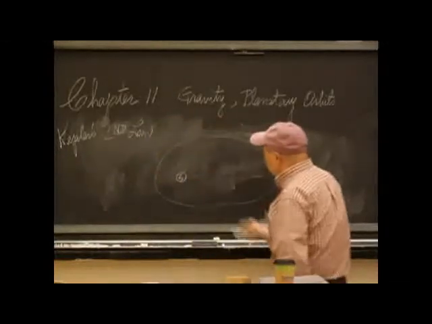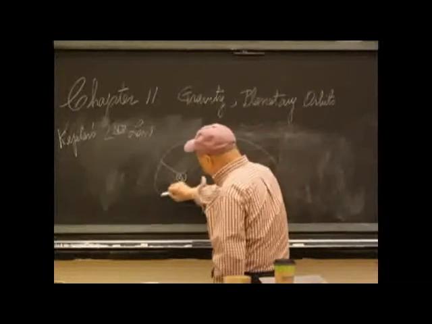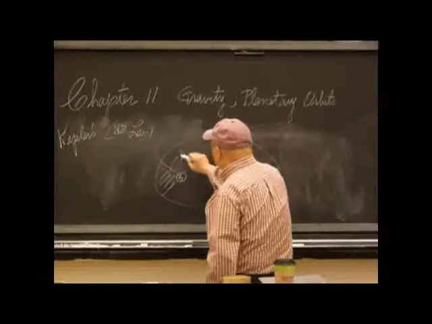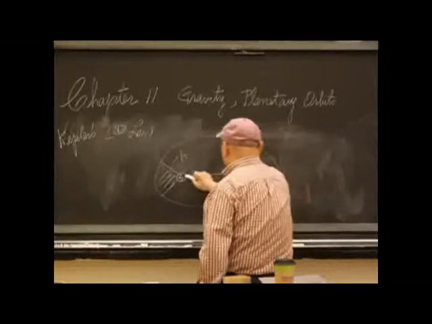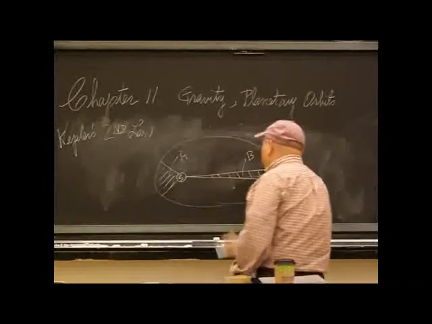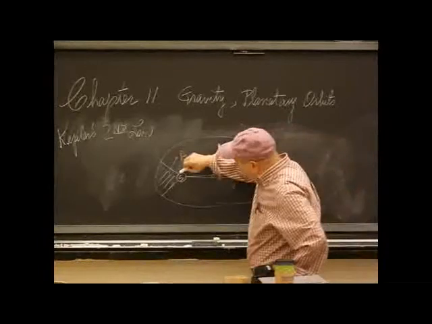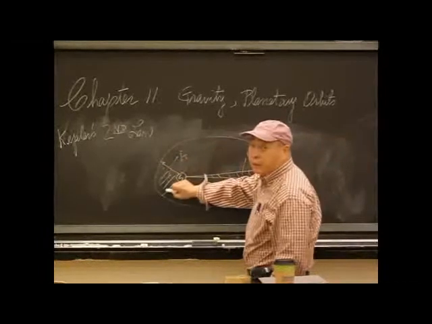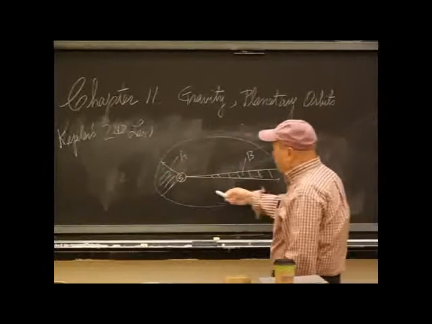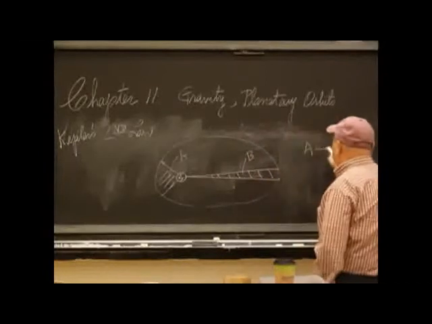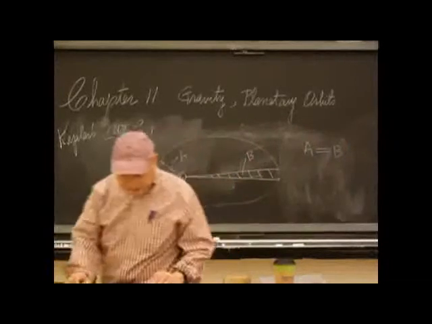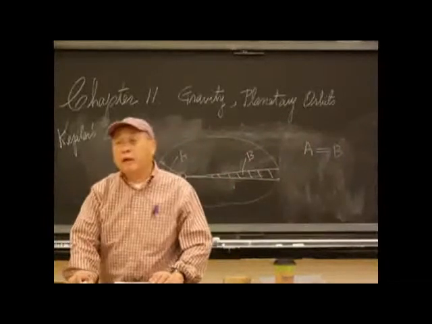So if this area is A, and this area is B, the radius here is sweeping this area, and this one is sweeping from here to here. And if this area A is equal to area B, then it says in equal time interval.